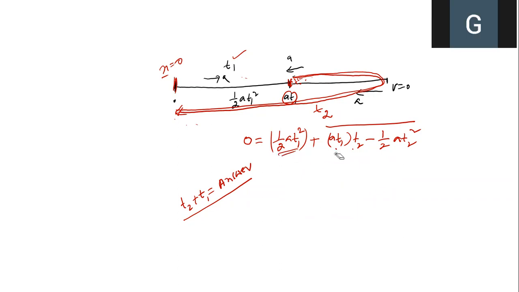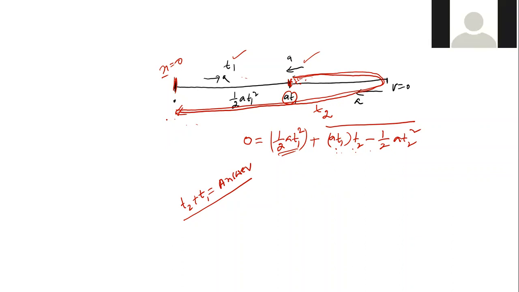S0 plus ut minus half a t2 square. Why I wrote minus here is that in the beginning when we started, a is negative only, right? You need not bother whether it is stopping and coming back. Though I'm showing it is going and coming back, you need not know that. Just put a t1 t2 minus half a t2 square and this equals 0. You'll automatically get the time from here. That's the power of maths.